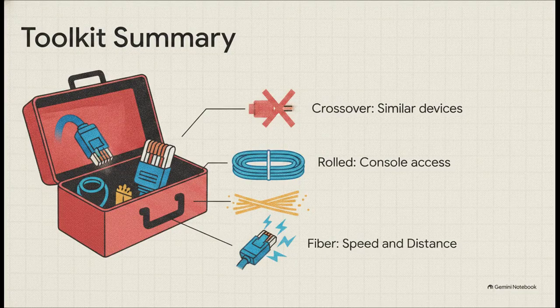All right, let's quickly recap our journey today. We've basically built a comprehensive physical layer toolkit. You now know that straight-through cables are your go-to for connecting unlike devices, while crossover cables are strictly for matching similar devices. You've got your rolled cables giving you that crucial administrative console access, and when copper hits its limit at 100 meters, fiber optics step in to give you immense speed, distance, and interference immunity. Finally, when you've got remote devices to power, PoE delivers both the data and the electricity over a single line.